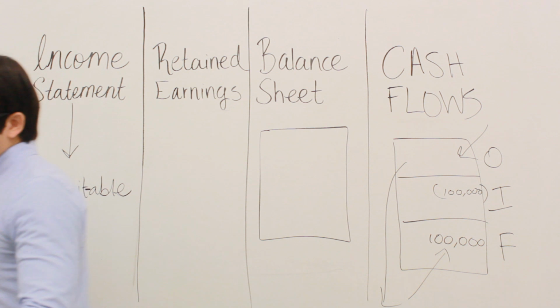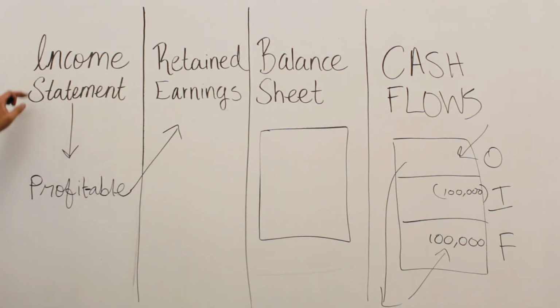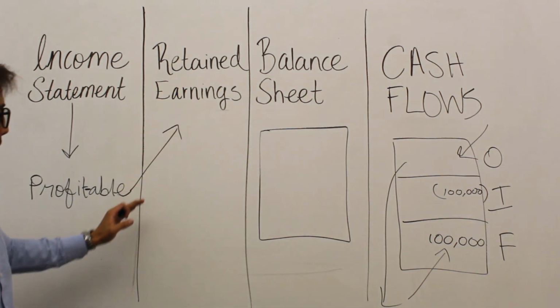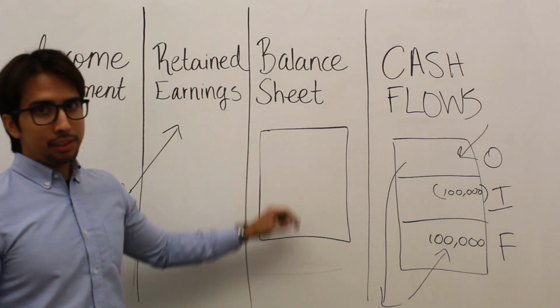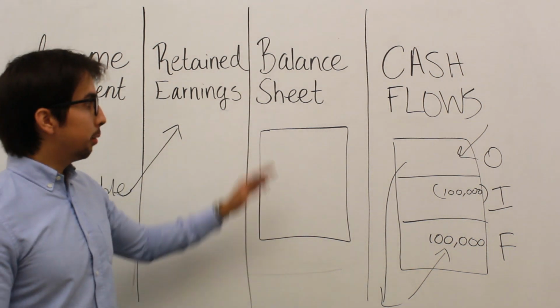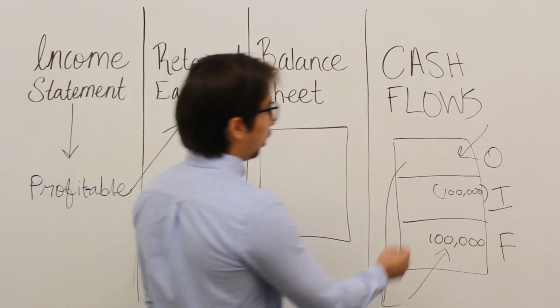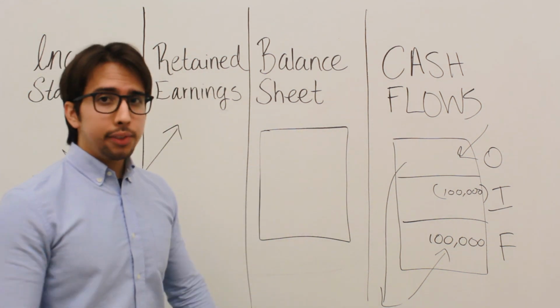Okay? Now let's do a quick review. So, how profitable is the company? The income statement. What is the company's profit doing? Retained earnings. What are all the balances of the company's accounts? The balance sheet, a screenshot of all the company's accounts. And then what is the company's cash doing? The statement of cash flows is very important.